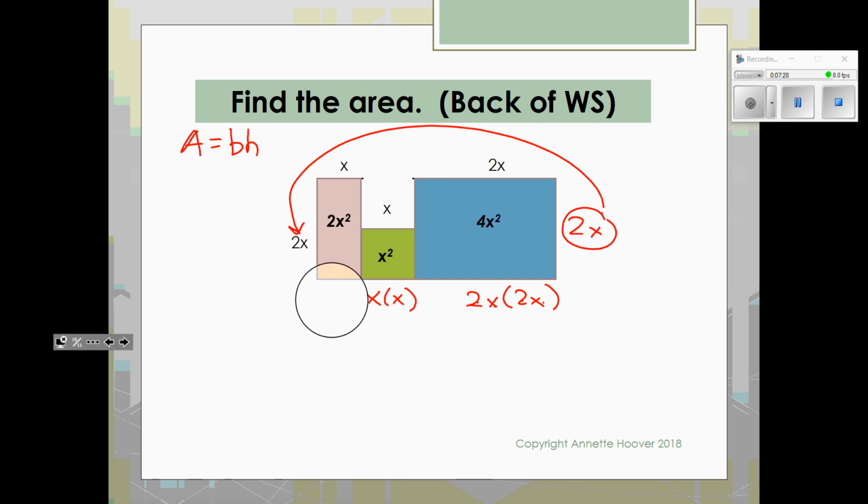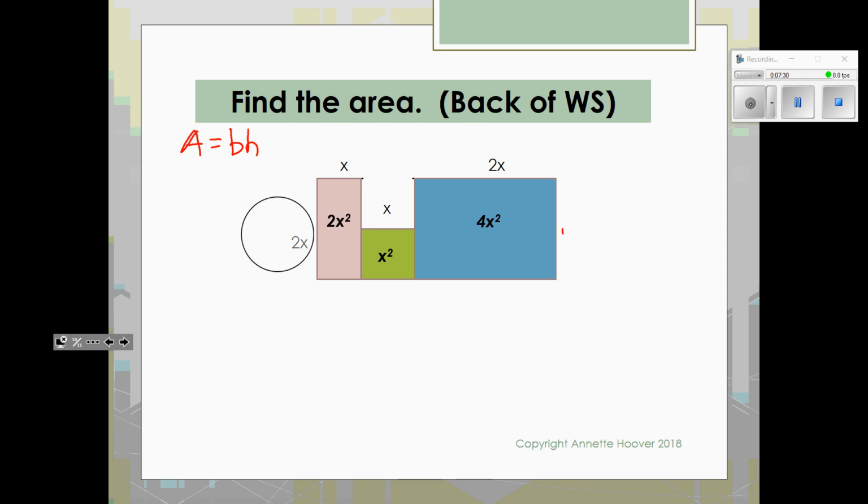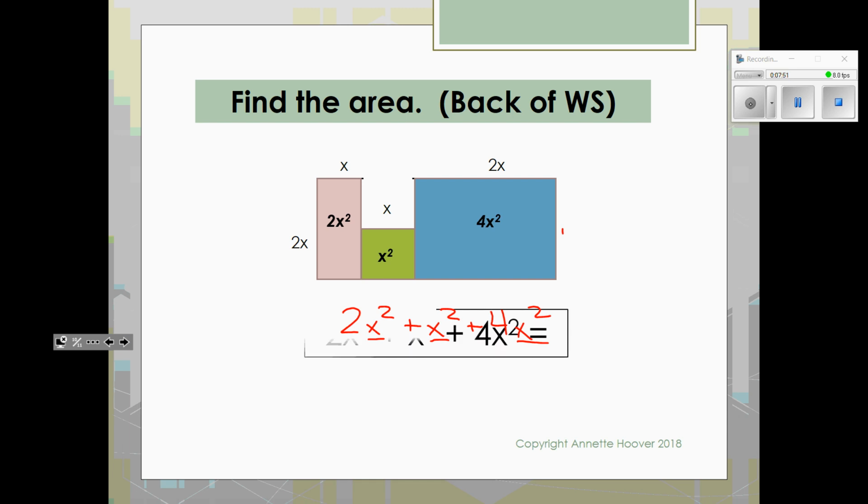Now all I have to do is simply add together the 3 rectangles. Well, one of them is a square. 2x squared plus x squared plus 4x squared. When adding with polynomials, we learn to look for like terms. All of these are x squared, so they're all like terms. And when I add them together, I get 7x squared as my final answer.